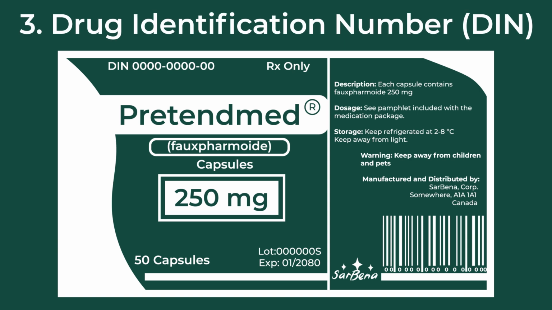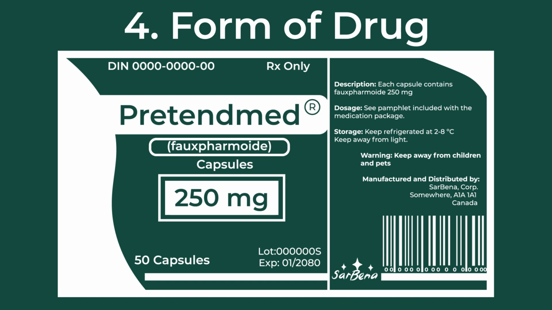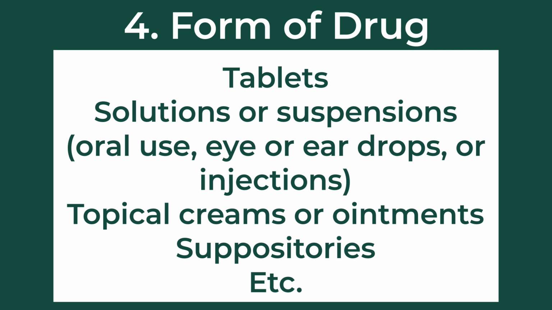3. The drug identification number, or DIN, is a unique number assigned by Health Canada that confirms the product is approved for sale. 4. The form of the drug tells you how the medication is supplied. In this case, the medication is provided as capsules. Medication can also come in other forms, such as tablets, solutions, or suspensions, for oral use, eye or ear drops, or injections, topical creams or ointments, suppositories, etc.